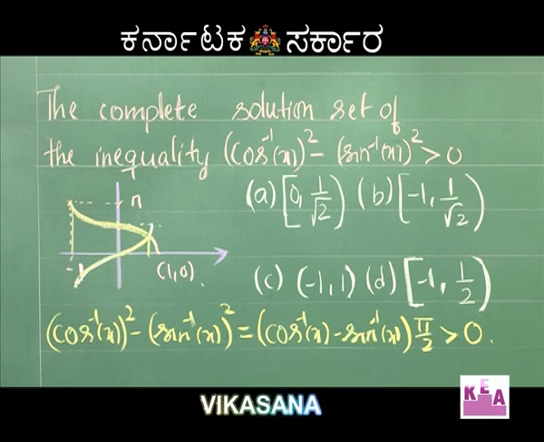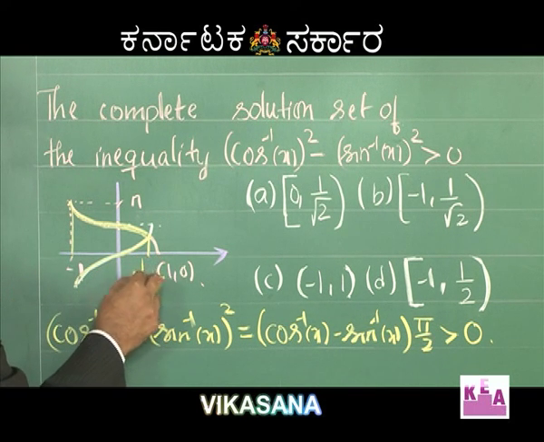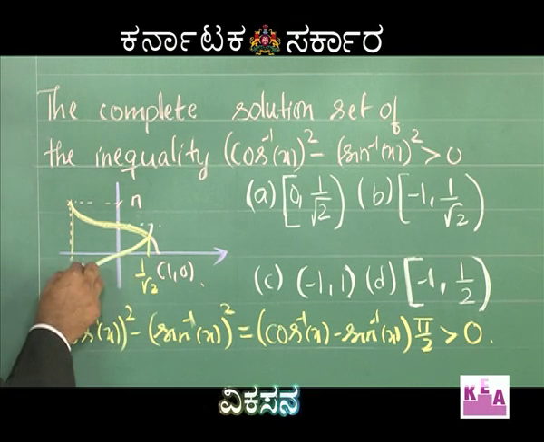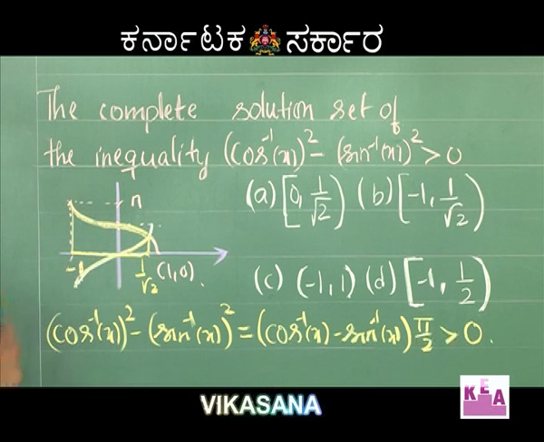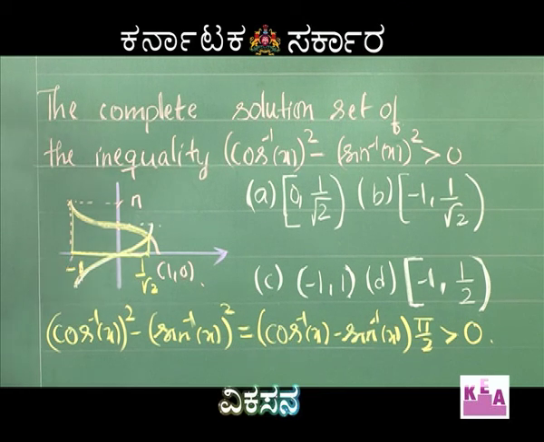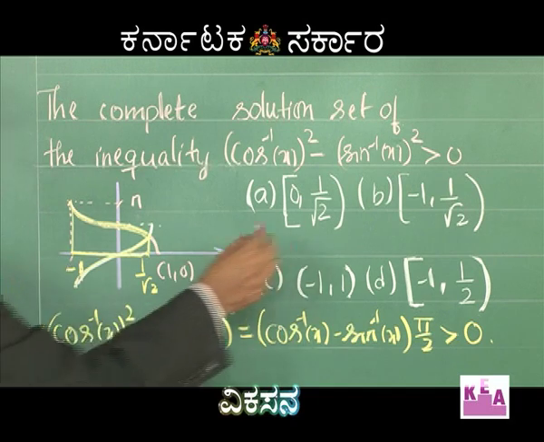That means to say, starting from minus 1 up to 1 by root 2, cos inverse of x is greater than sin inverse of x. So, minus 1 to 1 by root 2, option B is clearly correct.